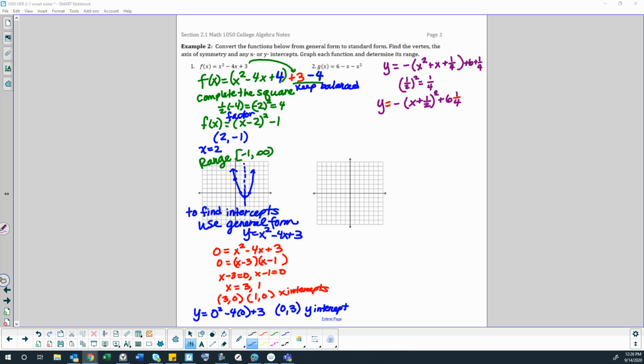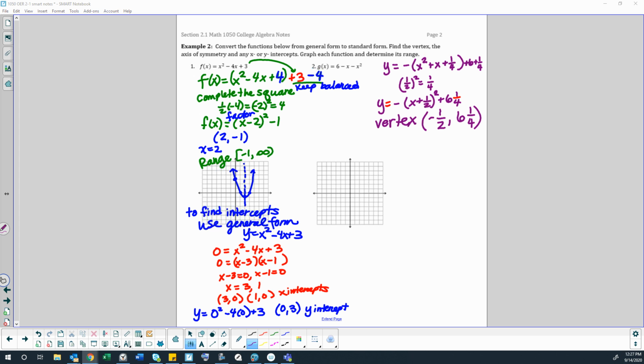All right, let's look over this problem that I've had you working on. So we took example 2, part 2, and we completed the square to get our equation in standard form. So now we want to figure out the vertex. So the vertex will be at -1/2, comma 6 1/4, or 25/4.